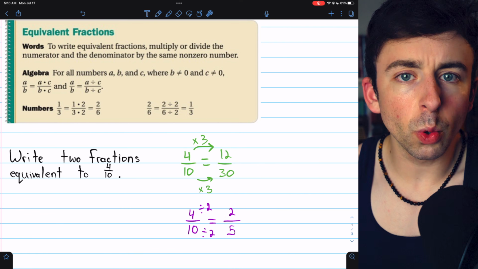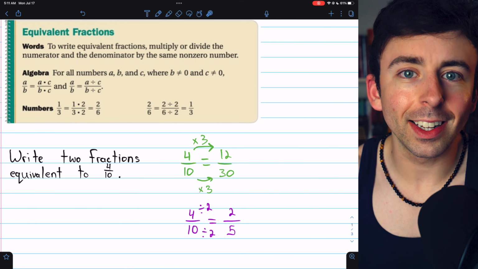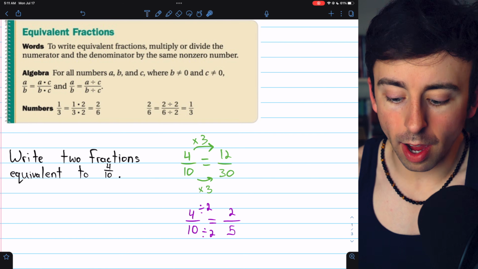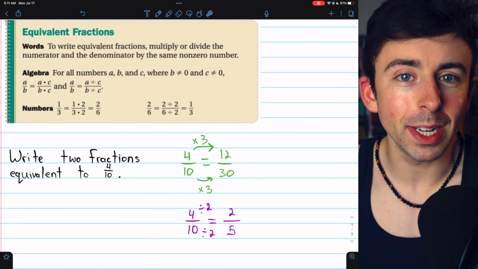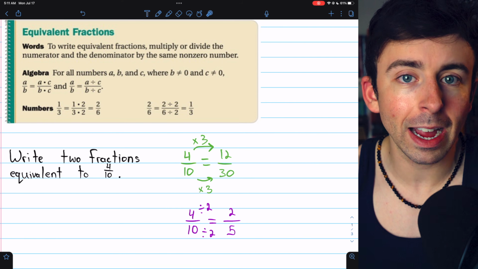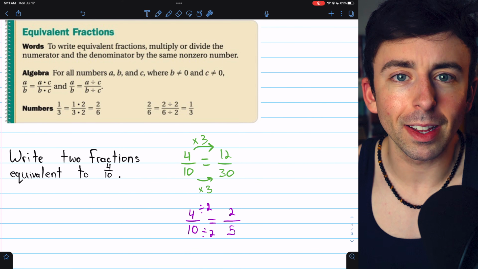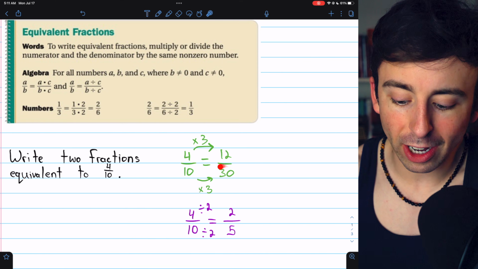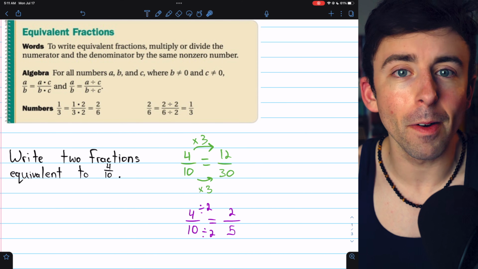This idea of equivalent fractions has a lot of uses. When we're trying to get a final answer to a problem, a lot of times we'll divide the numerator and denominator by a common factor if we can to simplify the fraction. Other times we will multiply the numerator and denominator by something to change the fraction's denominator so that it matches the denominator of some other fraction.